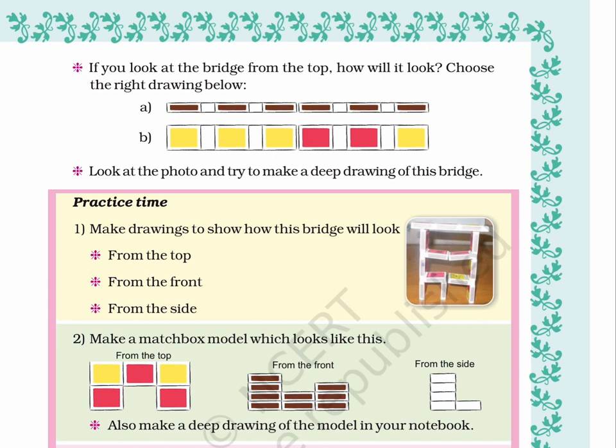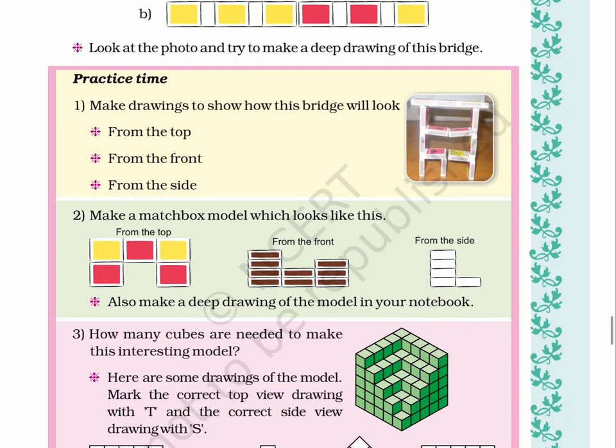Practice time. 1. Make drawings to show how this bridge will look. From the top, from the front, from the side. Adjacent to the question we have the picture of a bridge. 2. Make a matchbox model which looks like this. From the top, from the front, from the side. We again have a matchbox model and the different views given from the different sides. Also make a deep drawing of the model in your notebook.